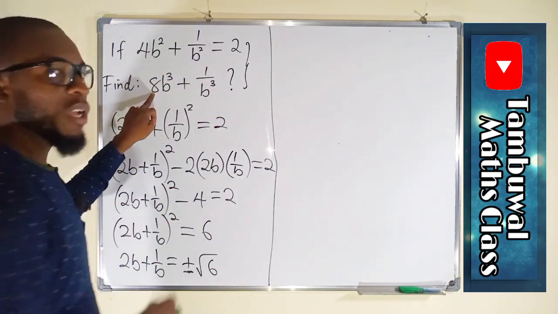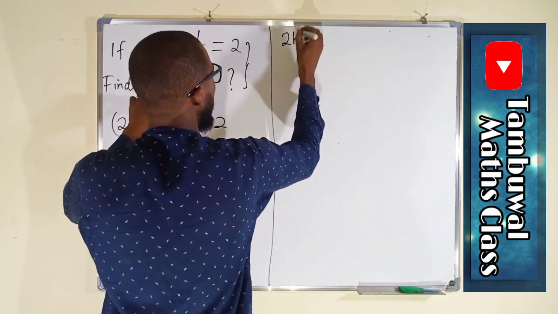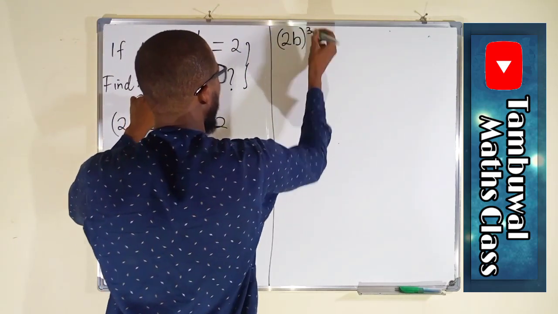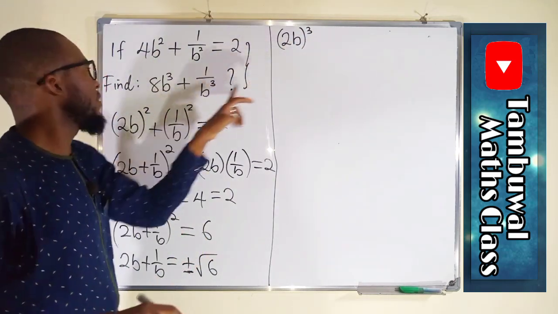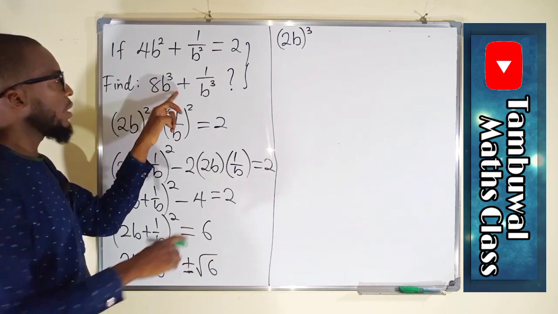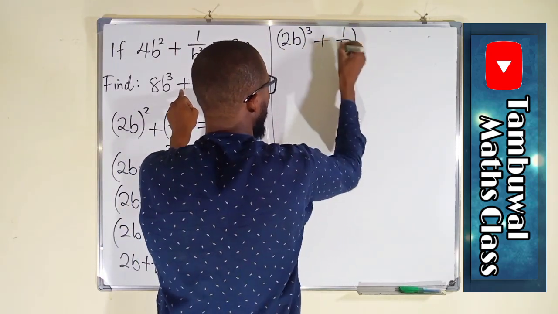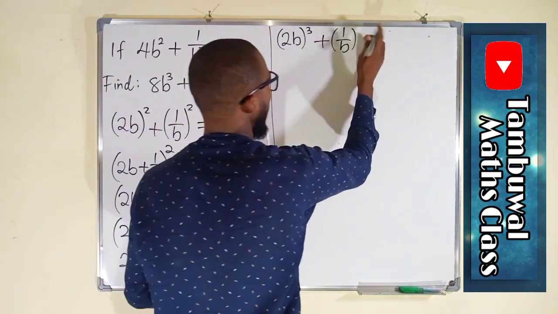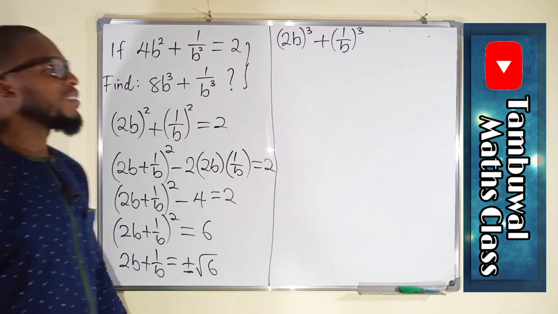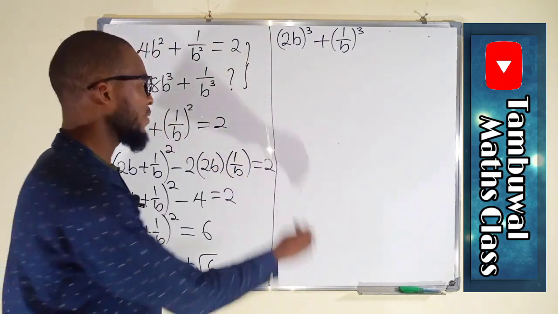The second expression can be written as 2b to the third power, because 2 to the power 3 is 8, b to the power 3 is b to the third power. And this can also be written as 1 over b to the third power. This is what we want to simplify. Sum of two cubes. Let me derive it as well.